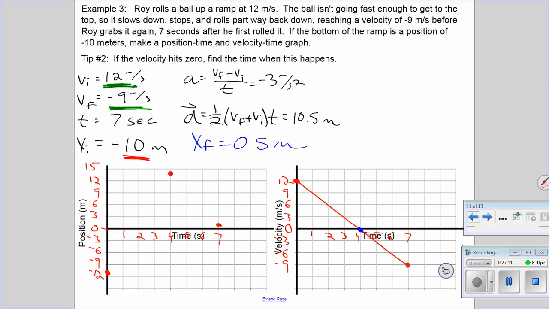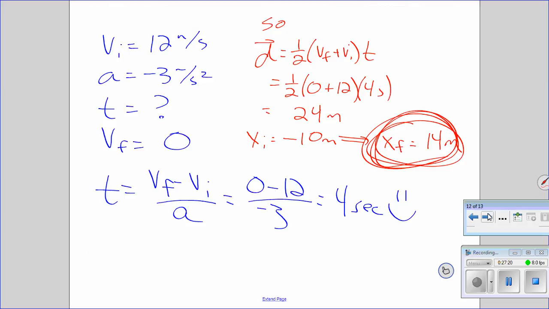Make sense or no? Where did you get the 4 seconds? That was because that's when the velocity is 0. If you missed it, that was 4 seconds to get to a velocity of 0. Why do we want the velocity to be 0? Why is that point so important? It's always going to be important. That's when it stops moving forwards and comes back.